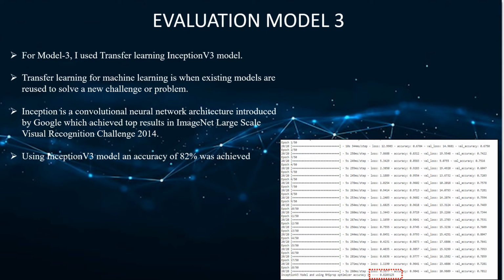Model 3 was built using the transfer learning Inception V3 model. The Inception V3 model is a convolutional neural network that was introduced by Google, and it achieved the top results in the ImageNet Large-Scale Visual Recognition Challenge from 2014. So I utilized this available model, and I was able to achieve an accuracy of 82%, which is better than the previous 2 models.